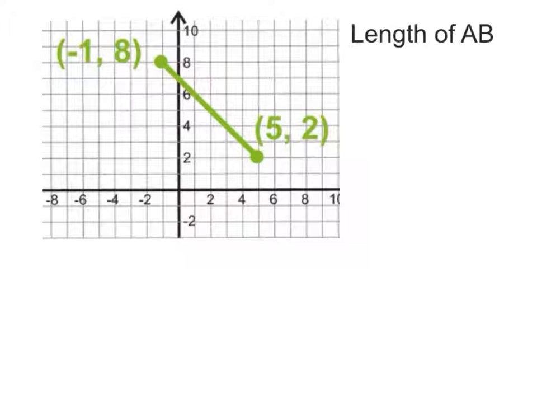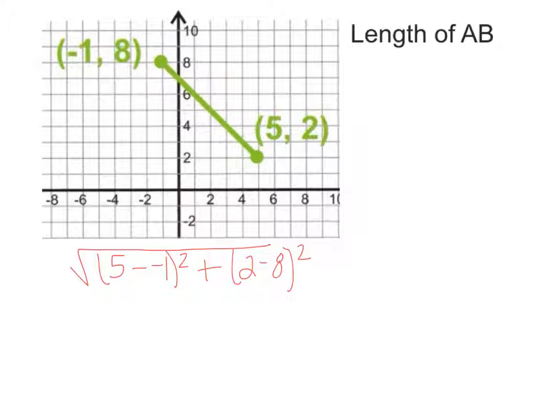Anytime we're being asked to find the length of a line, we want to be using the distance formula. The distance formula is going to be that big long square root, and we're going to do x2 minus x1. So in this case, I'm going to do 5 minus a negative 1 and square it, plus y2 minus y1, or 2 minus 8, and we're going to square that. Let's keep going with this.